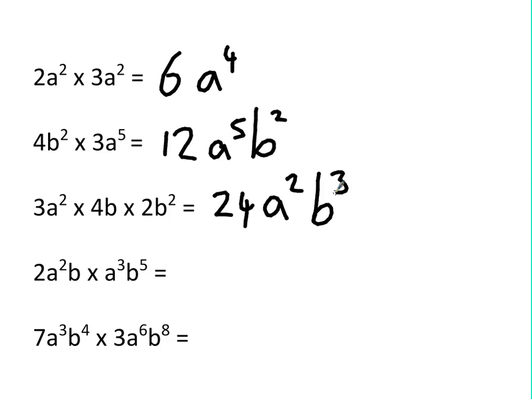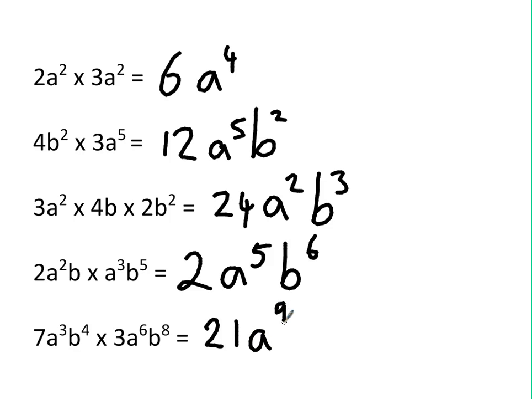Next question, we've just got the 2, there's no other numbers multiplying that at all, so we'll just leave the 2 at the front, and then if we go through, well, a squared times a cubed is a to the power of 5. We've got b, that's b to the power of 1, times b to the power of 5, which is b to the power of 6. And final question, 7 times 3 is 21. a cubed times a to the 6 is a to the 9. And b to the 4 times b to the 8 is b to the 12.